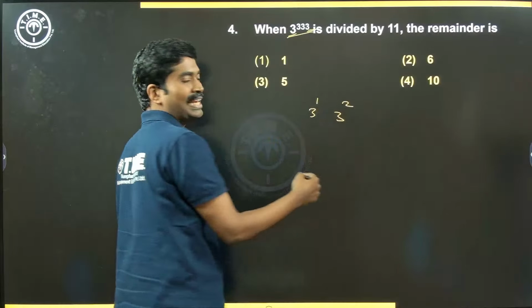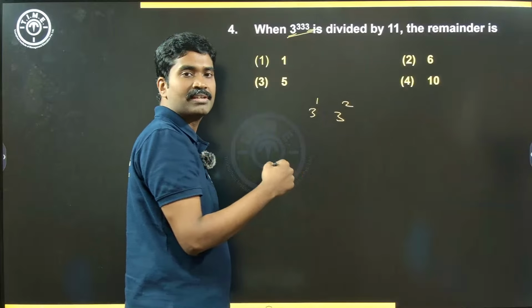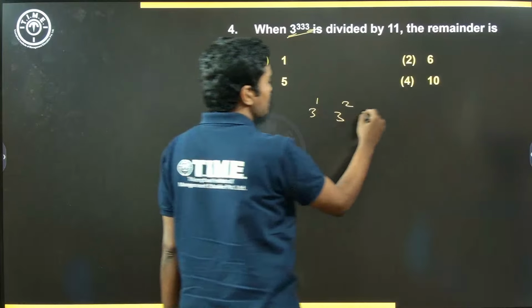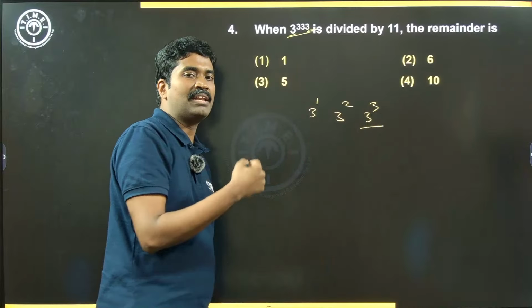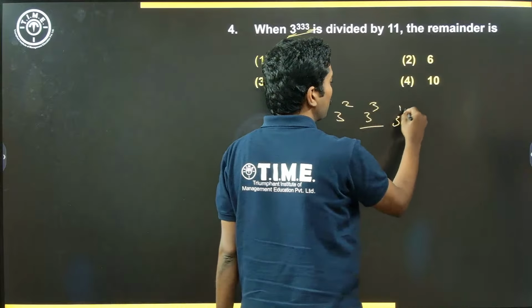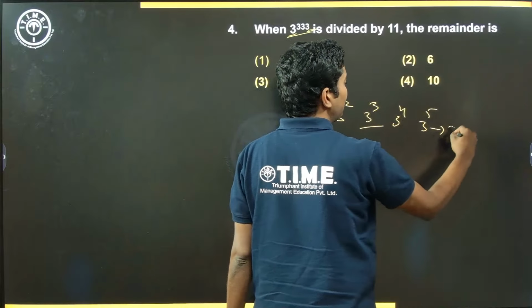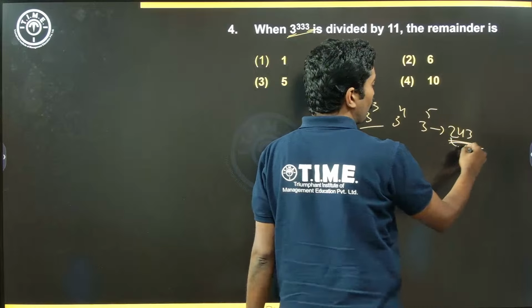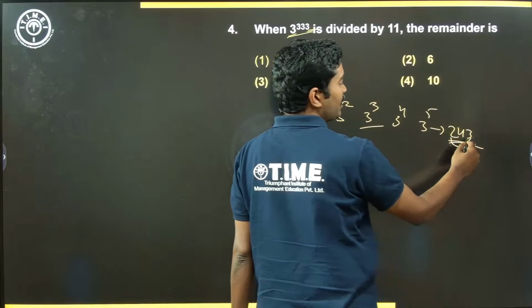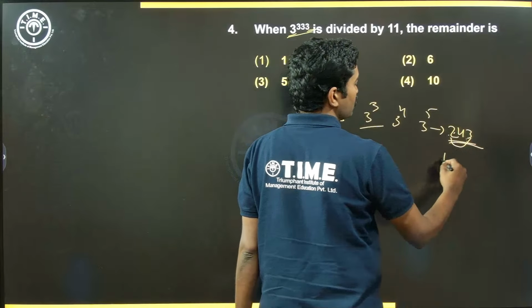3 square by 11, 9 by 11, right? What is the remainder? Minus 2 or plus 9, not interested. 3 cube, 27 by 11, remainder is 5, not interested. 3 power 4, no. 3 power 5, yes, we're interested in this. What is 3 power 5? 243. So remainder when divided by 11, 3 plus 2, 5, 5 minus 4 is 1, right?